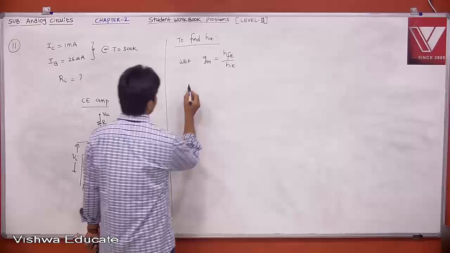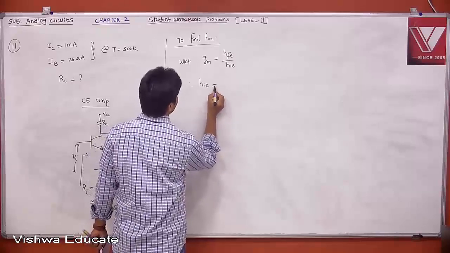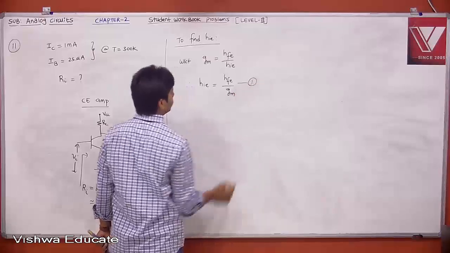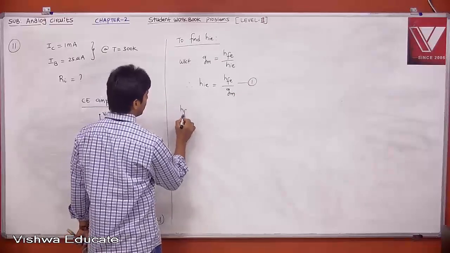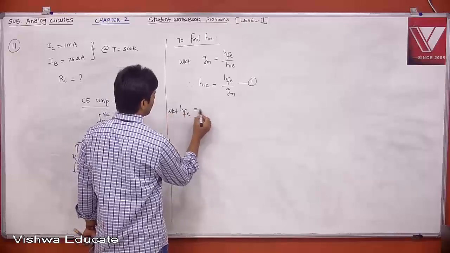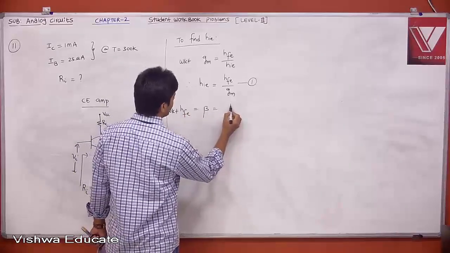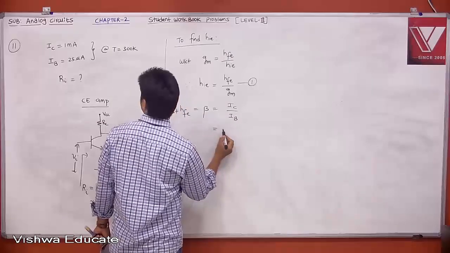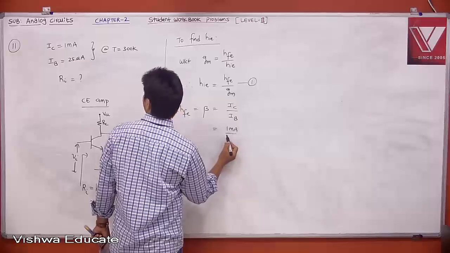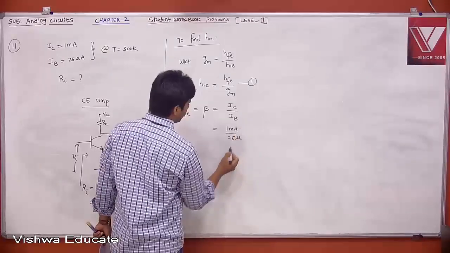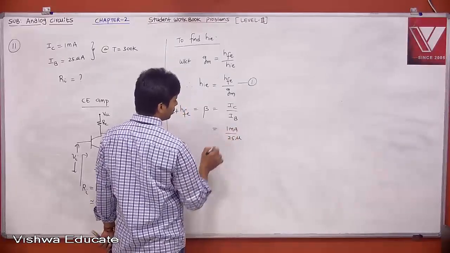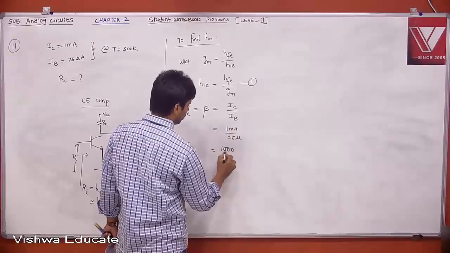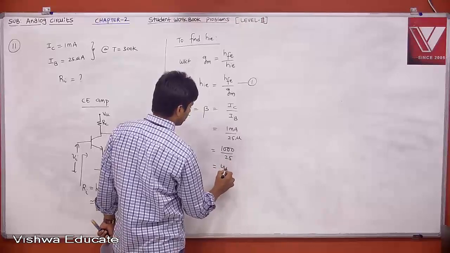Right? Then what is HIE? Therefore, HIE is equal to HFE divided by GM. What is HFE? HFE is nothing but your beta value. Beta, you can neglect reverse saturation current, then you can take both of them same. IC divided by IB. Therefore, what is your IC? 1 milliampere. And what is your IB? 25 micro. Which is nothing but what? If you take micro into milli, it will be kilo. Then 1000 by 25. Therefore, it is nothing but 40.